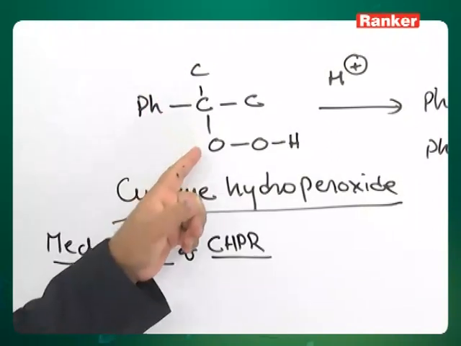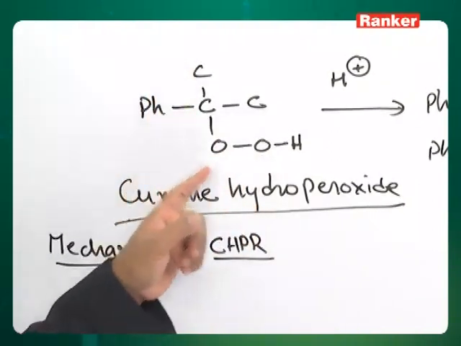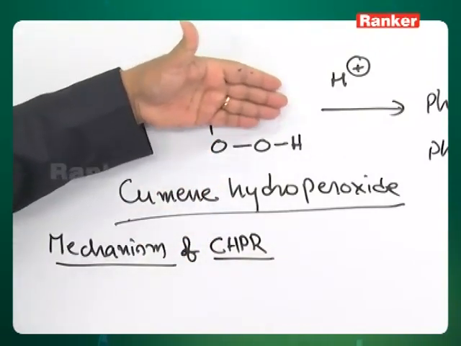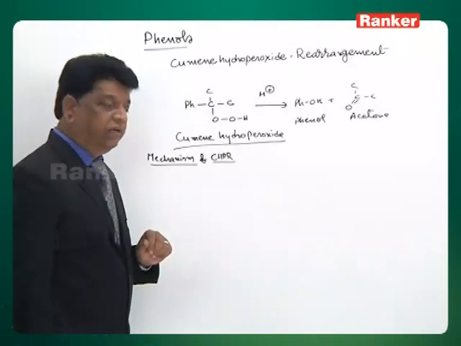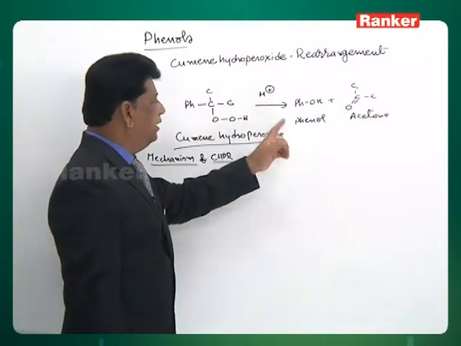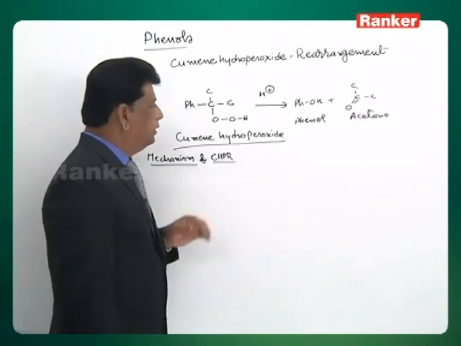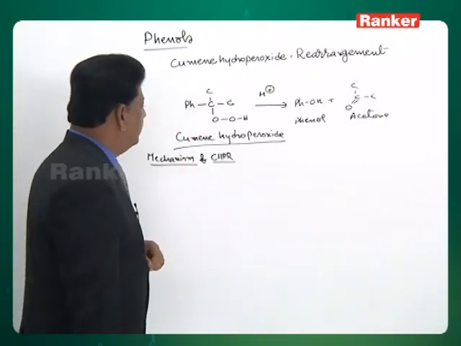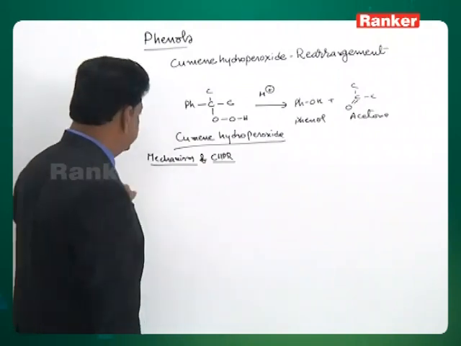The cumene, as I said, with aerial oxidation becomes a hydroperoxide. If this is hydrogen, it is hydrogen peroxide, but one side cumene is there and the other side hydrogen is there, therefore it is commonly called cumene hydroperoxide. In acidic medium, it becomes phenol and acetone. This reaction is known as what? A cumene hydroperoxide rearrangement. There is one step exactly that we will see here.